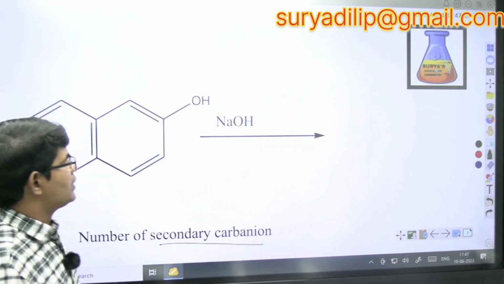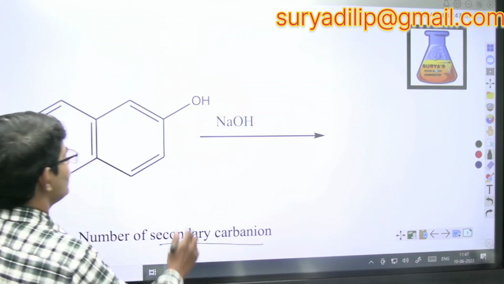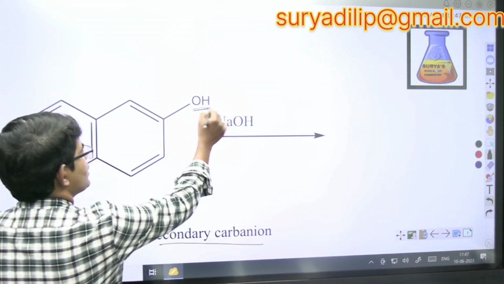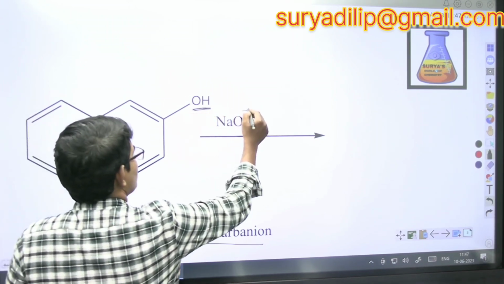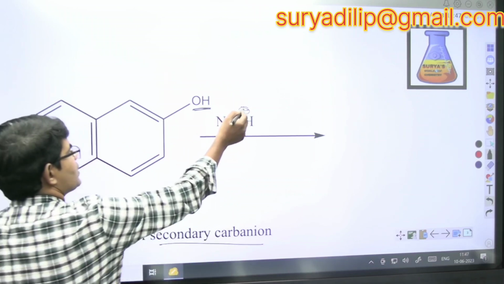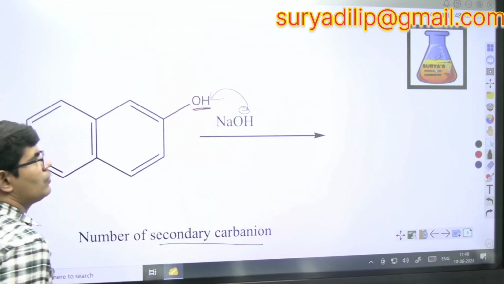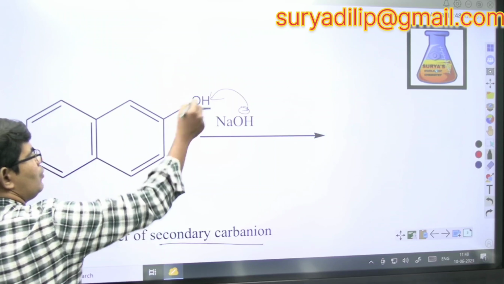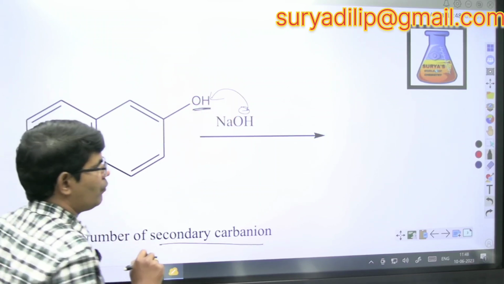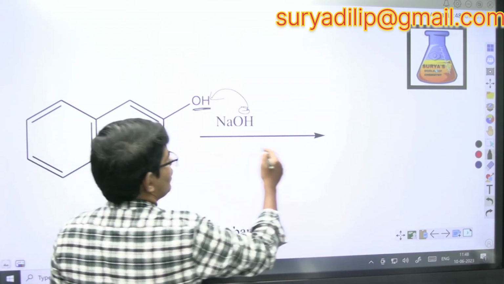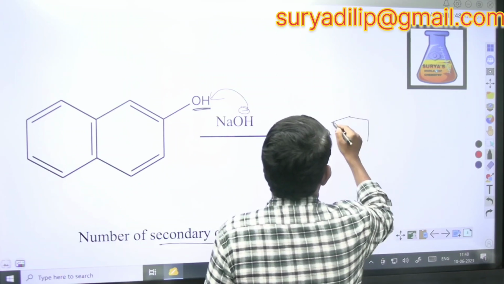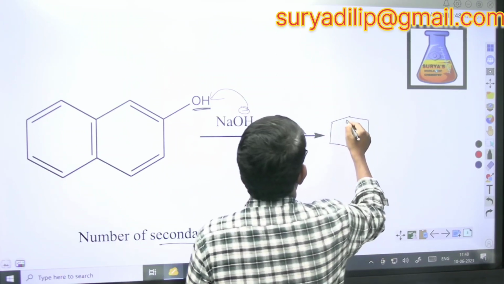So first let us understand the reaction here. This OH group is acidic. You have a base. The OH minus picks up the H plus ion. Once it picks up the H plus ion, this H plus and OH minus will form water, and it forms the corresponding beta naphthoxide.